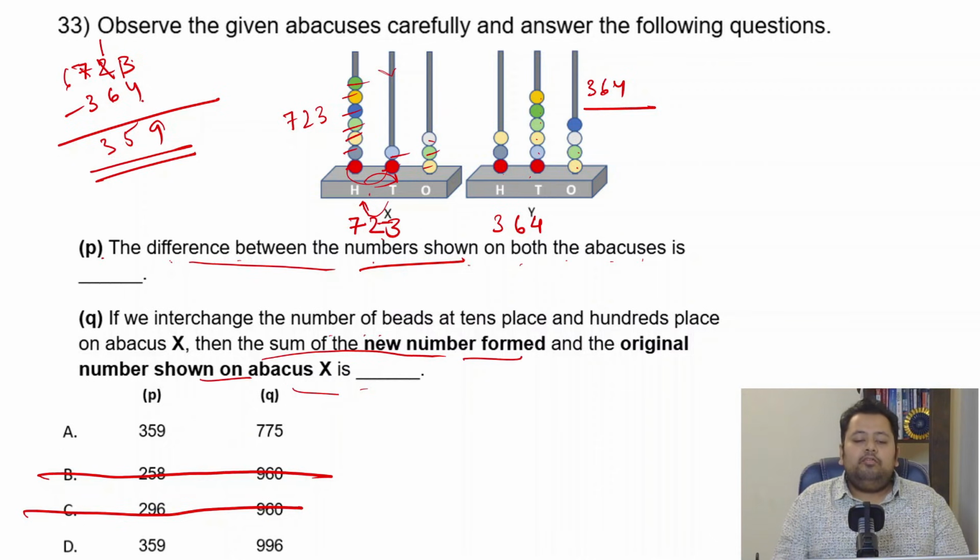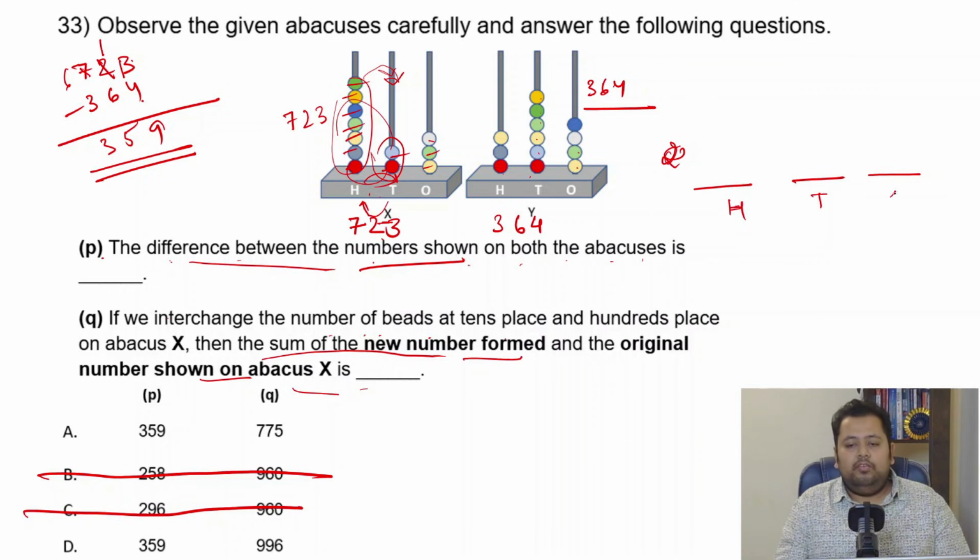If we interchange the number of beads at tens place and hundreds place on abacus X, so in abacus X, if this number goes this side and this comes here, right? So if in hundreds place there are only two beads, so we know this is hundreds, tens and ones. In hundreds now we have two beads. In tens now we have 7 beads, and here is 3, right? So hundreds place and tens place numbers are exchanged, right?